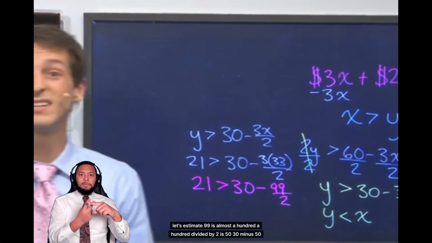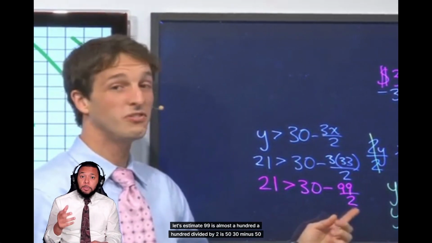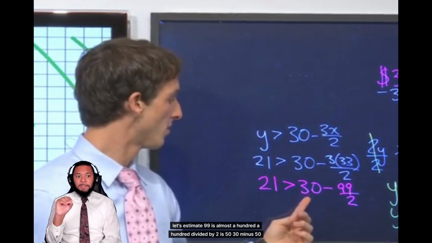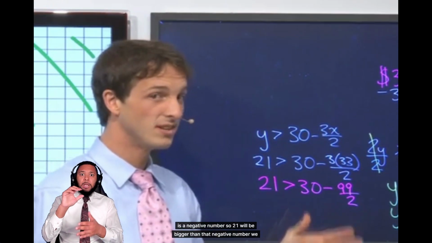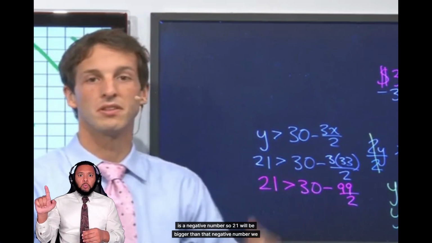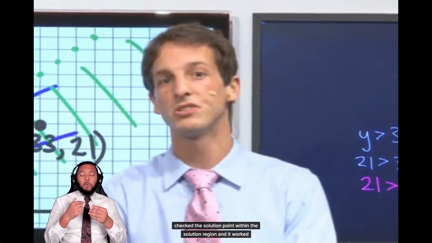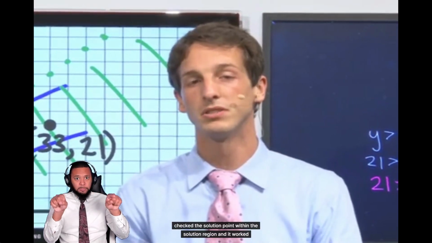Let's estimate. 99 is almost 100. 100 divided by 2 is 50. 30 minus 50 is a negative number. So 21 will be bigger than that negative number. We checked the solution point within the solution region, and it worked.